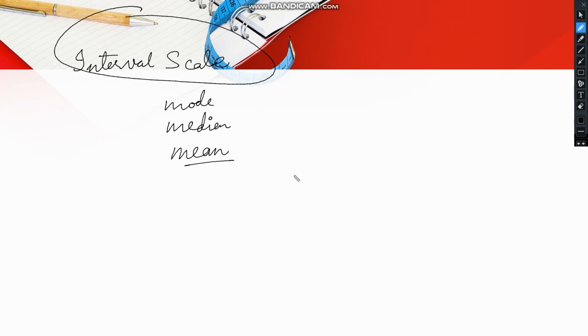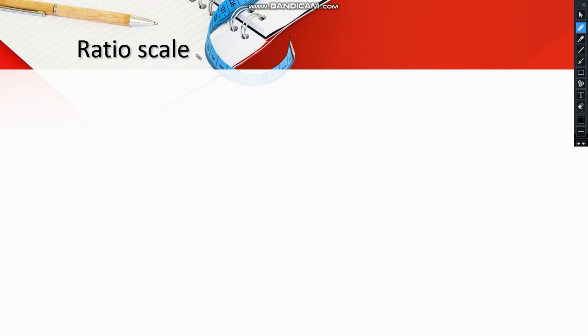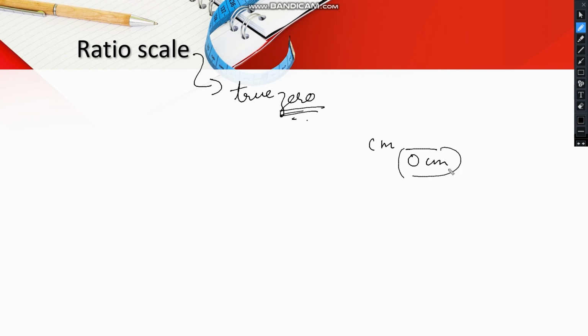Next we move on to ratio scale. In ratio scale, as I have already explained to you, it has all the properties of nominal scale, ordinal scale and interval scale. Additionally, it has the property of true zero. That is, if anything is zero in ratio scale, for example, we can take centimeter scale of length. If anything is 0 centimeter, we can say that there is no length.